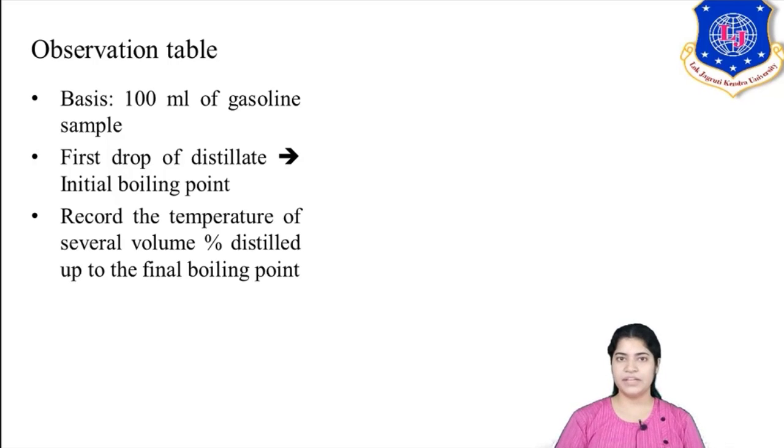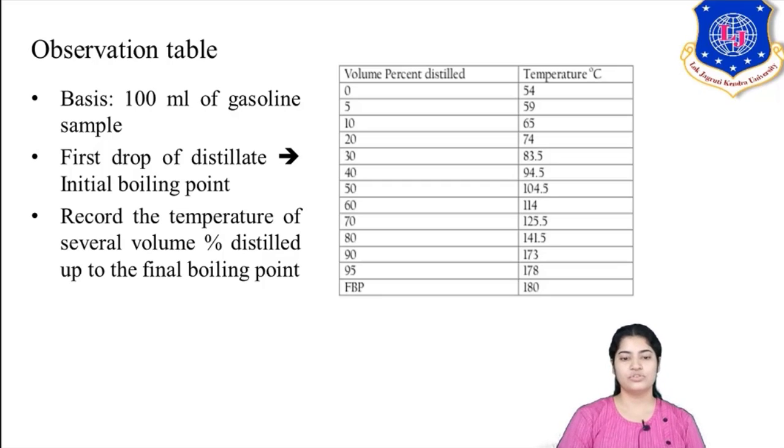Okay, I am taking my data for every 5 ml of distillate. So at every 5% volume distillate, I am taking the measurement of temperature. So how will I get my data? You can see 0 to 95%. See volume percent distillate: 0%, 5%, 10%. Corresponding to that I am taking the notations of temperature.